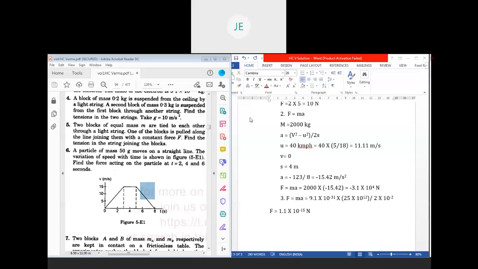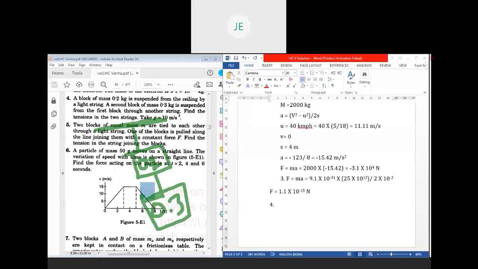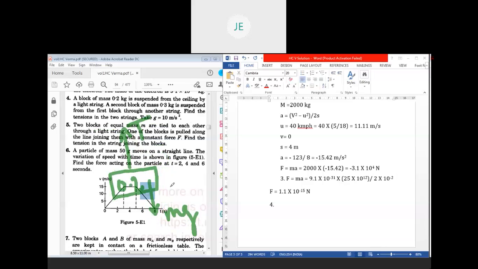This is the diagram. One 0.2 kg mass is suspended, then a 0.3 kg mass is suspended from this body with another rope or string. Then we have to draw the free body diagram for each mass. If you draw a free body diagram for this 0.2 kg mass, there is tension upwards and weight downwards, and there is also one more string.